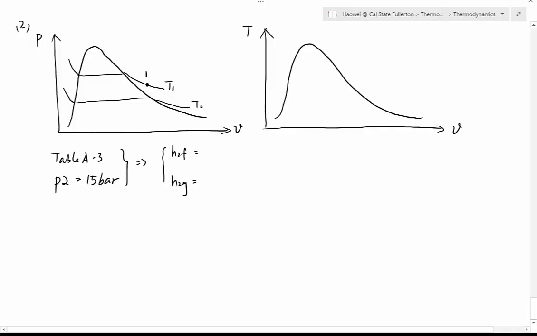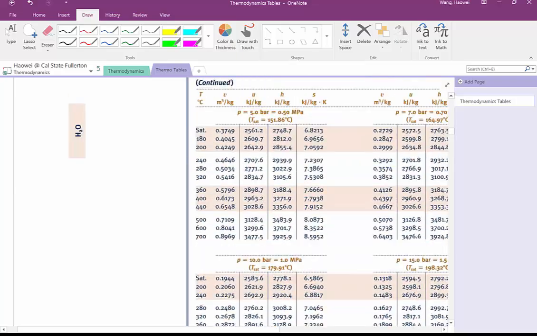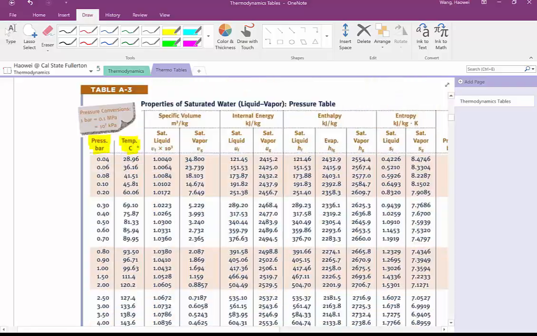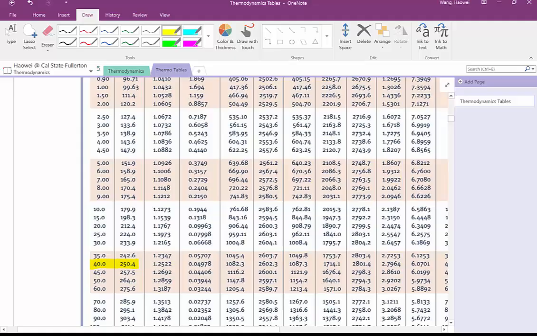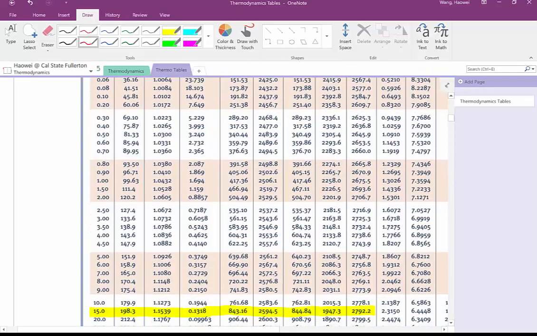Okay, so now let's go to table A3. And this time we start from pressure 15 bar. Where's 15 bar? 15 bar is right here. First column is pressure, 15 bar. Second column is the saturated temperature. And where is HF and HG? Let's go all the way to the right, HF and HG. Okay, so now we can look for HF and HG.